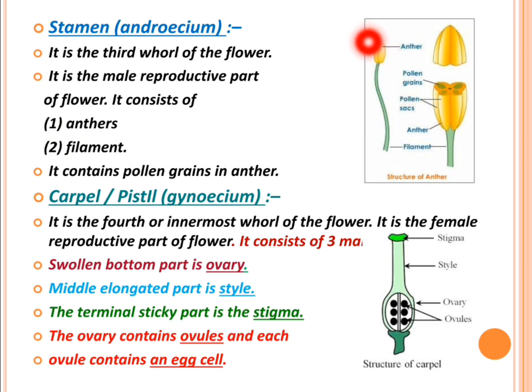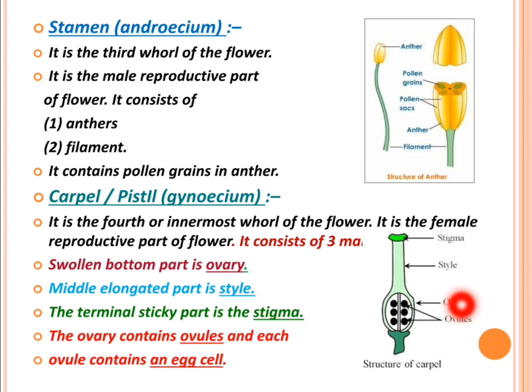You can see from here, this portion is anther and this is called filament. In the anthers, there are pollen sacs in which pollen grains are present. Then come to the female reproductive part of the flower, that is carpel or pistil. Scientifically, they are called gynoecium. It is the fourth or innermost whorl of the flower. It is the female reproductive part of the flower, which further consists of three main parts.